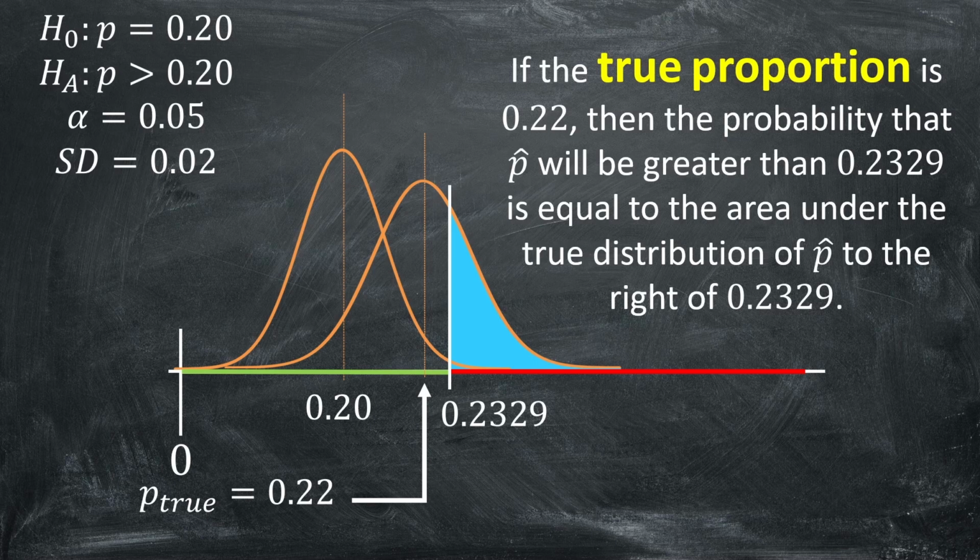If we put in some numbers, we could actually calculate what that area is, but you're not going to need to know how to do that. The only point is to understand that that blue shaded region is the power of the test. It's the probability that we will correctly reject the null hypothesis.